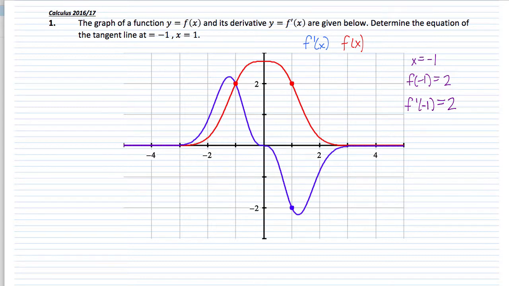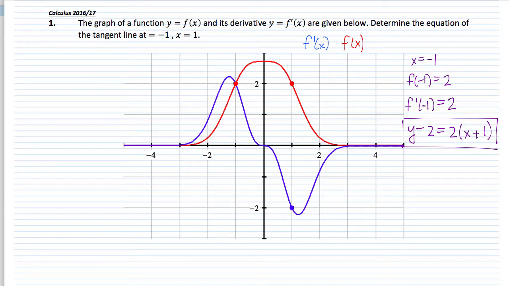So is that enough in order to write an equation? We need a point. So our point is -1 and 2, and we need a slope. And now we can write our equation. So at x equals -1, we have y minus our f of -1, which is 2, is equal to our slope, which is the value of our derivative, which is 2, times x minus our -1. So we'll just say x plus 1. So this is a perfectly acceptable equation for the tangent line at this point.